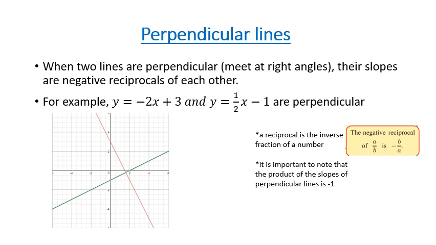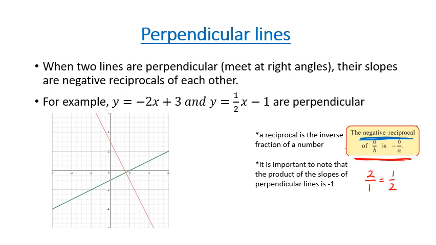Now, perpendicular lines, on the other hand, don't have the same gradient. In fact, it's important to note that the gradients are actually the negative reciprocals of each other. Now, some of you may have forgotten what a reciprocal is. A reciprocal is just flipping a fraction. So for example, the reciprocal of 2 over 1 is 1 over 2. That's the reciprocal. But perpendicular lines actually have a negative reciprocal as their slope.